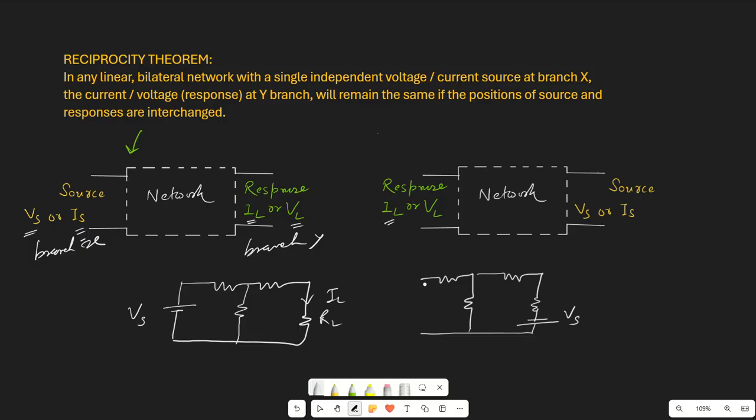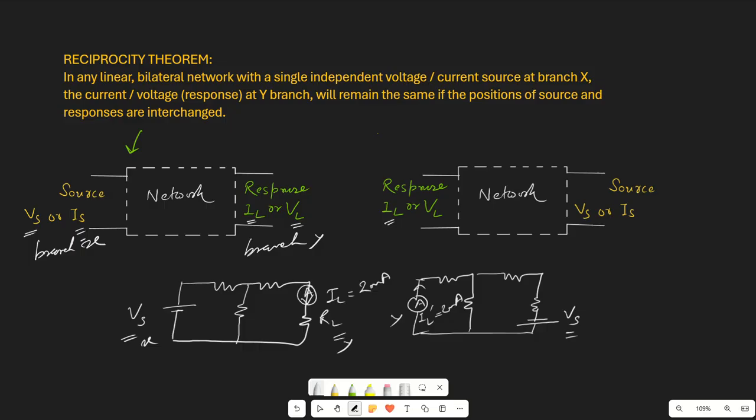So this will become Vs, and this IL means we'll be putting an ammeter here, so the position of the ammeter and the source will be interchanged. That means the ammeter will come here. It means we'll be having the current in this direction. So in case of what, this is in branch X, this is the response in branch Y. So what we have done, we have interchanged the source and the response. In this case, if suppose we are getting IL as 2 milliampere, in the second case also we are going to get IL dash as 2 milliampere. So this is reciprocity theorem.